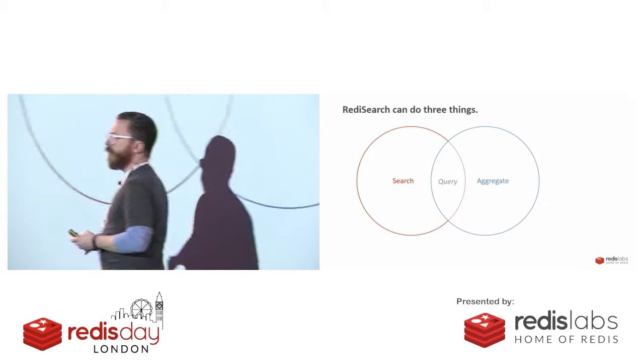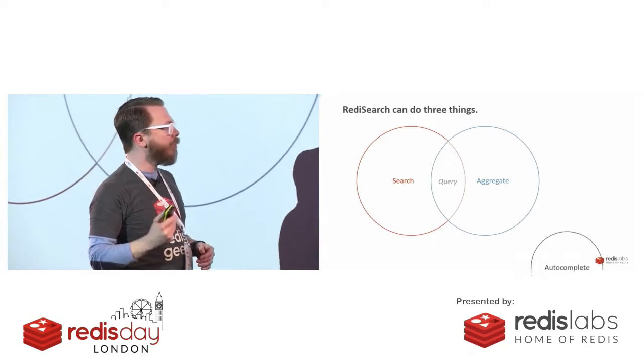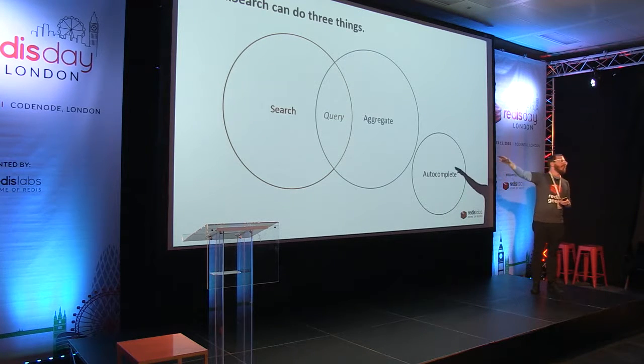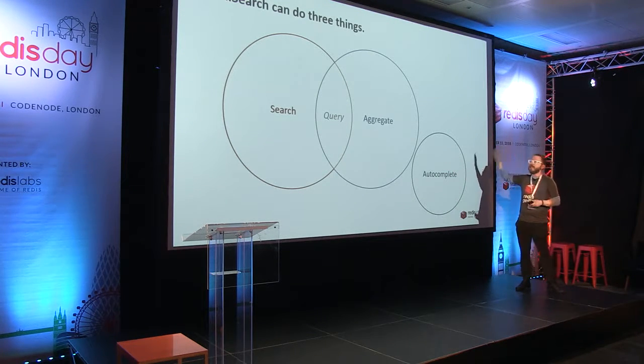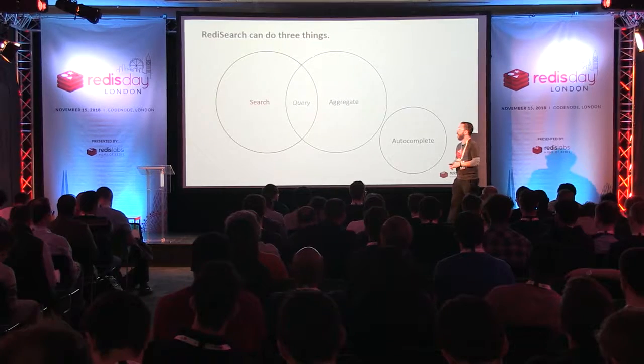Query is going to be the same between those. And they're joined here because they use the same storage engine internally. But it can do a third thing, which is the autocomplete engine or suggestion engine. Now, I put it outside the Venn diagram here because it actually uses an entirely different storage system. And we'll get to why that's really cool and why that's a really good choice.